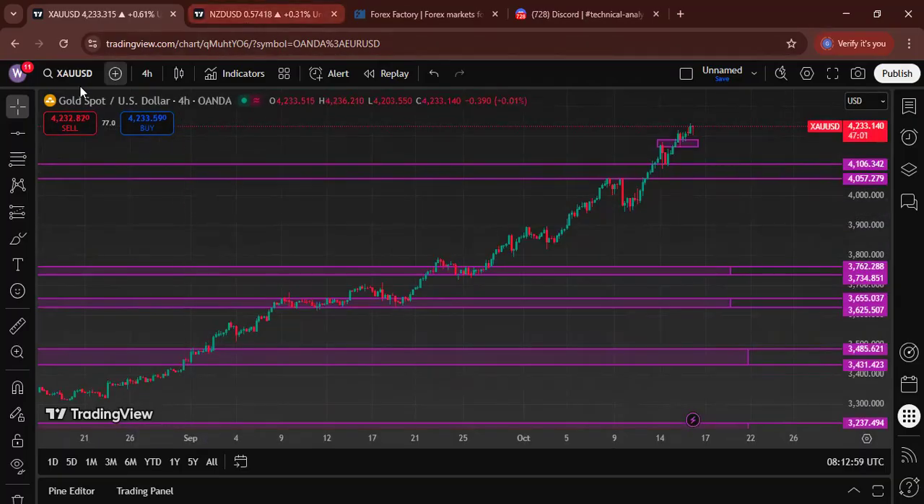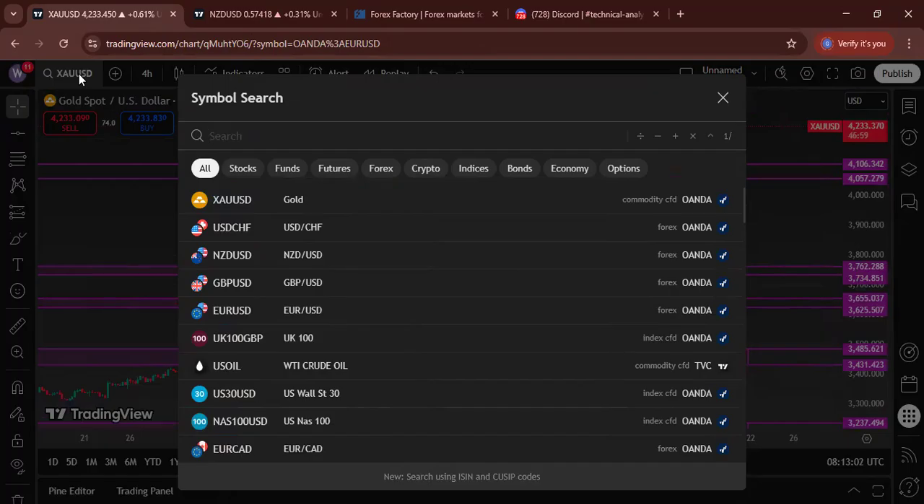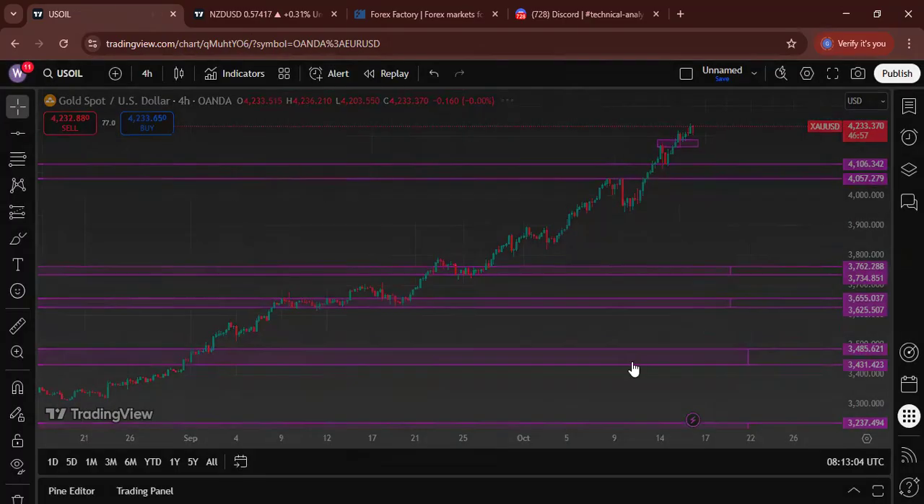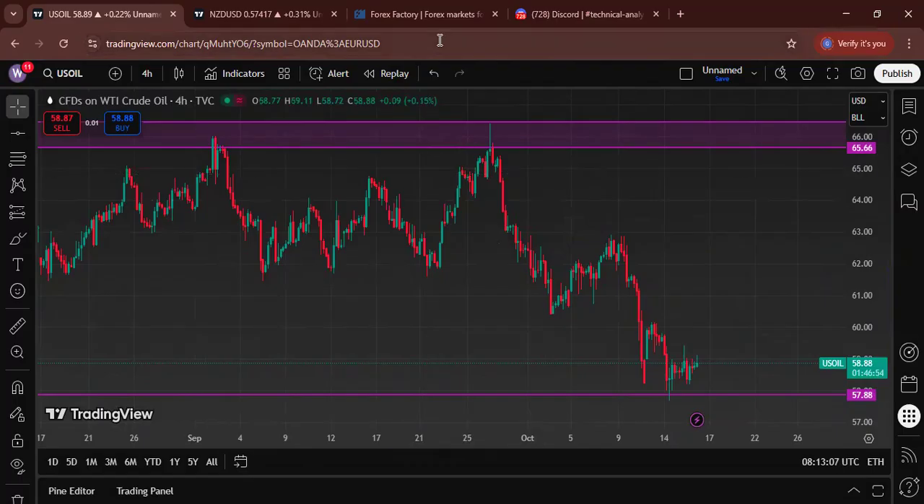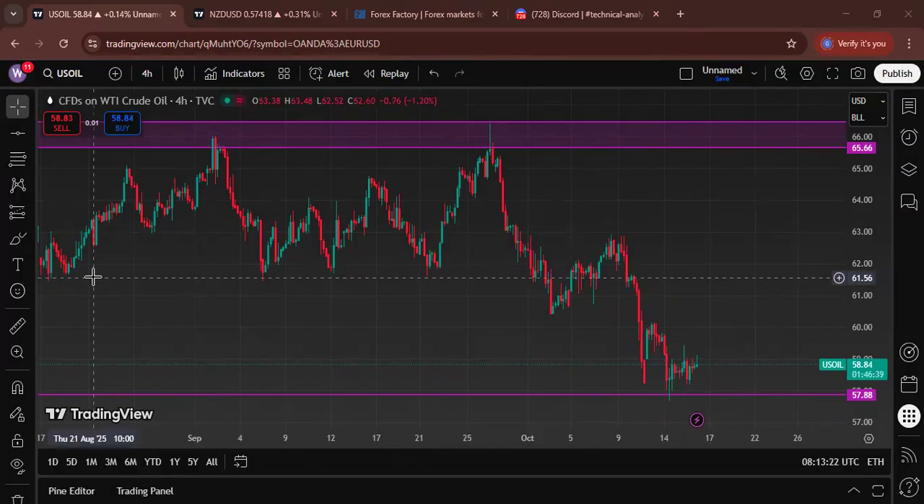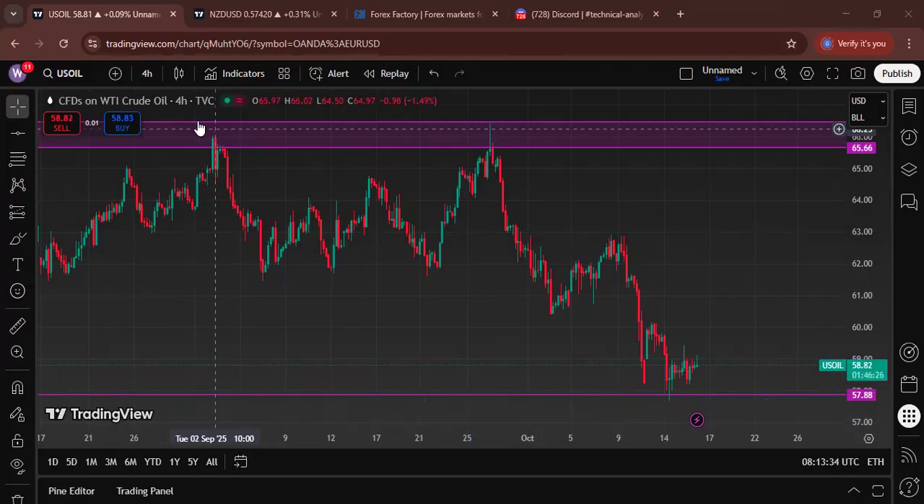Then we can look at USOIL as well. On USOIL, we had a very nice drop all the way from this supply down to this demand, filling the major range on the daily.